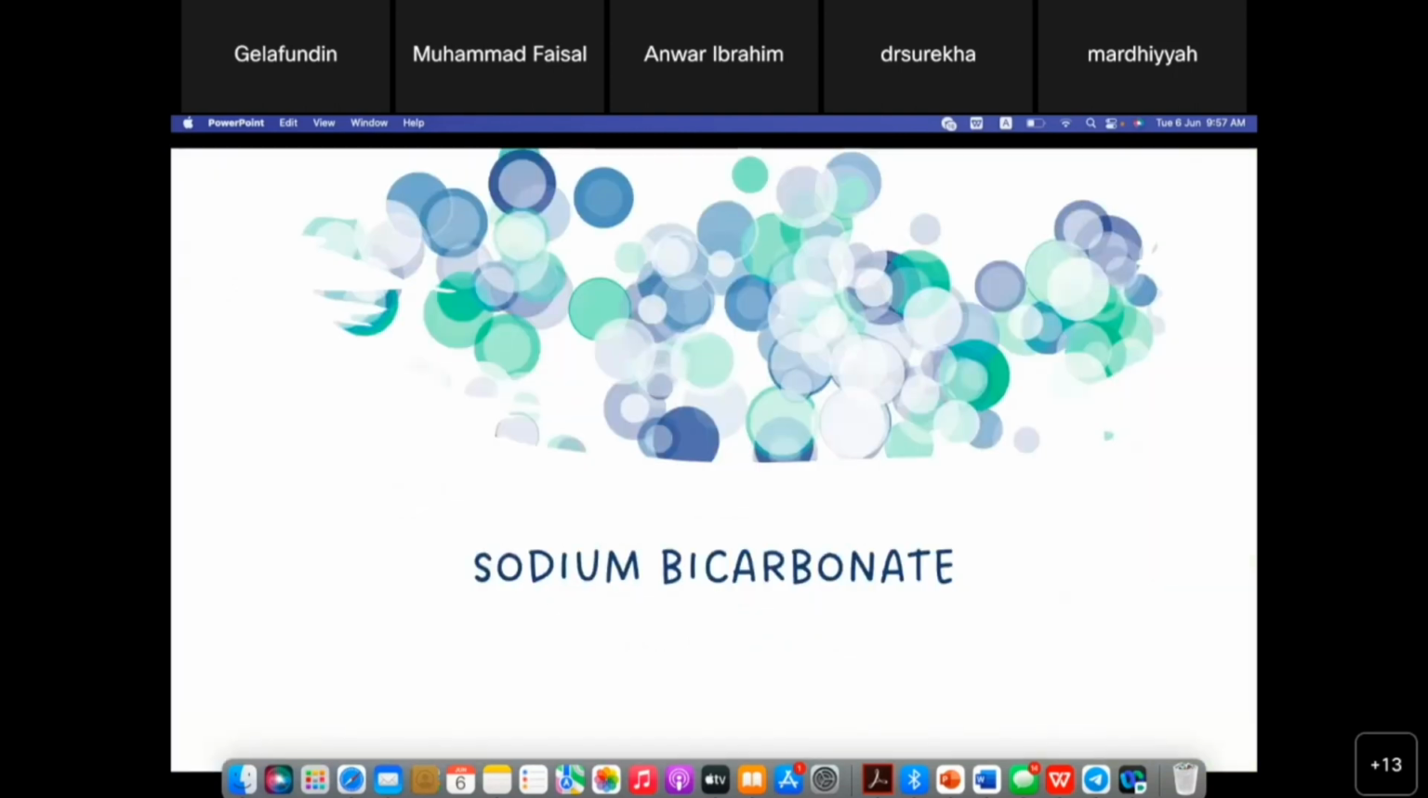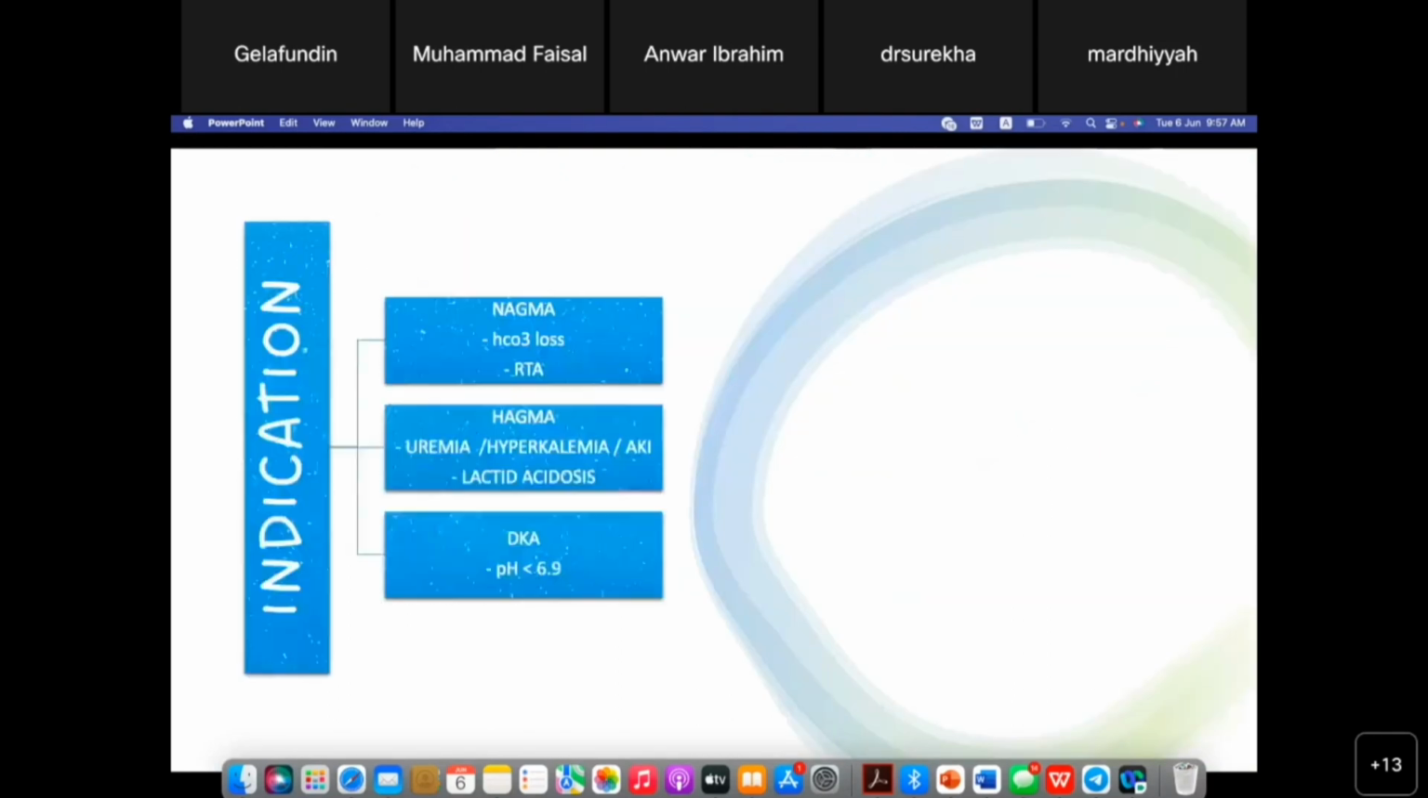So moving on to sodium bicarb. Okay, so for sodium bicarb, the indications we all already know are sodium channel blocker toxicity or salicylate poisoning. But another indication that we can use it for is NAGMA, when there is bicarb loss such as in RTA.